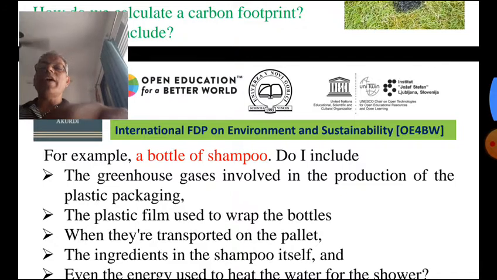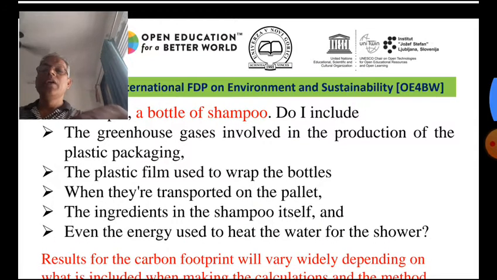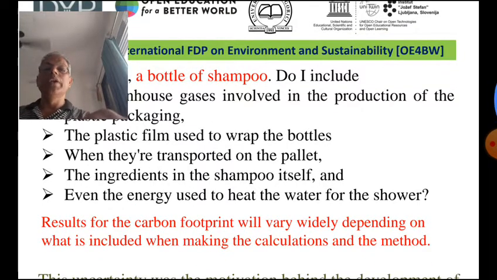Now, there are a number of factors involved in this. If you take a simple example of a bottle of shampoo, what are the different factors? The greenhouse gases are involved in the production of the plastic packaging, the plastic film used to wrap the bottle. When they are transported on a pallet, definitely you require energy and it produces greenhouse gases. There are the ingredients in the shampoo itself and even the energy used to heat the water.